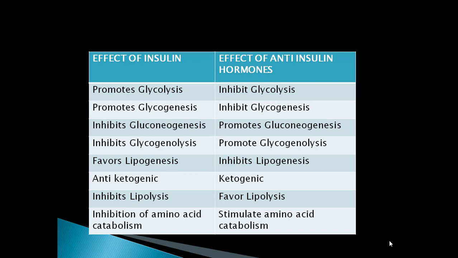In contrast to the effect of insulin, what do anti-insulin hormones do? They tend to increase blood glucose level. How do they increase blood glucose level? First and foremost, they have the opposing action of insulin. So they tend to inhibit glycolysis and glycogen synthesis. They also directly increase blood glucose by promoting synthesis of glucose, gluconeogenesis, and also promoting breakdown of glycogen stores in the liver.